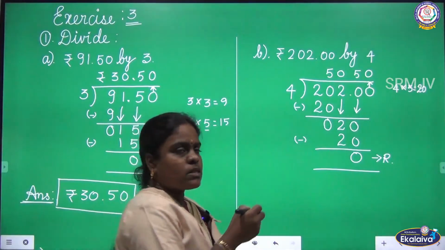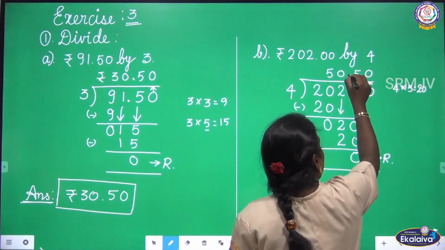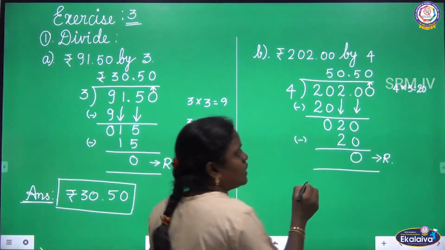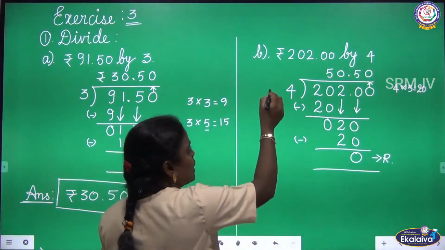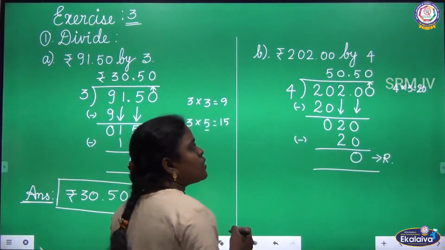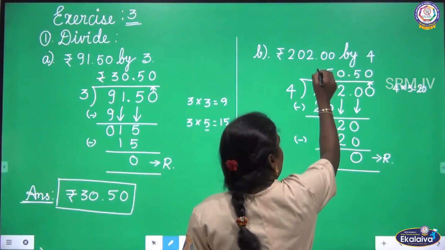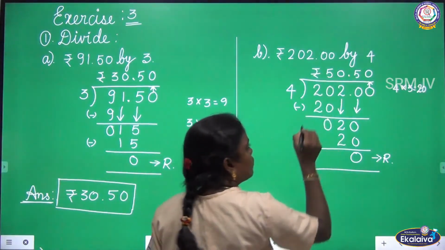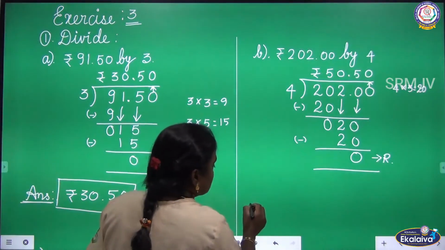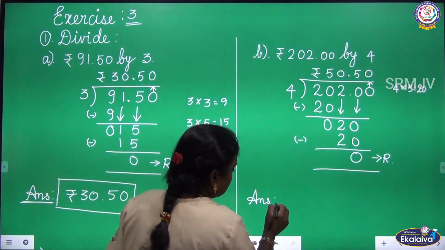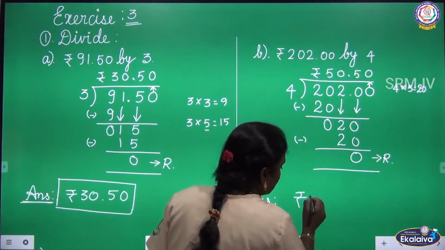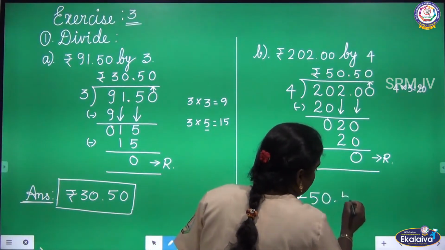We are going to place the decimal point before 2 digits from the right. So if you divide the given amount 200 rupees 0 paise by 4, you can get 50 rupees and 50 paise. Answer: 50 rupees and 50 paise.